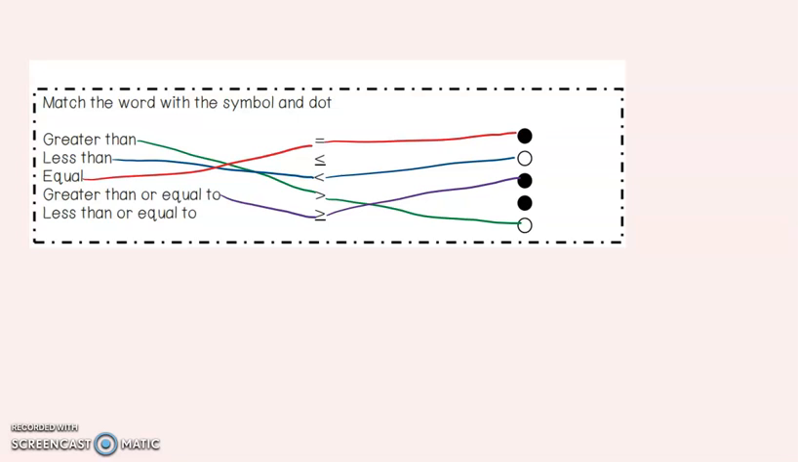And then our last one is less than or equal to, just like that less than symbol, but with a line underneath it, giving that equality. And that one also gives us a closed circle. So that's those: greater than, less than, greater than or equal to, less than or equal to, and then an equal sign.